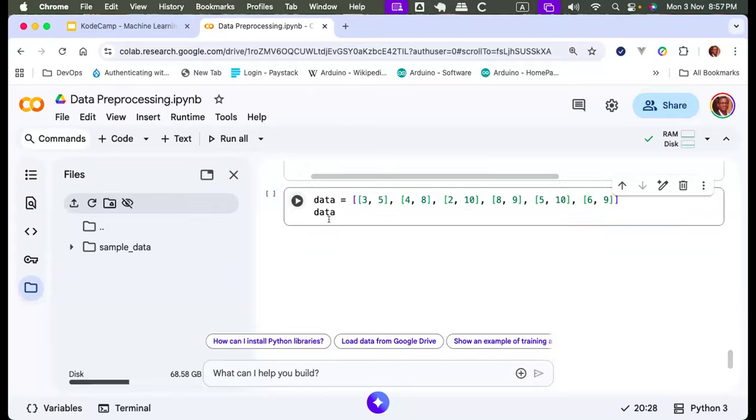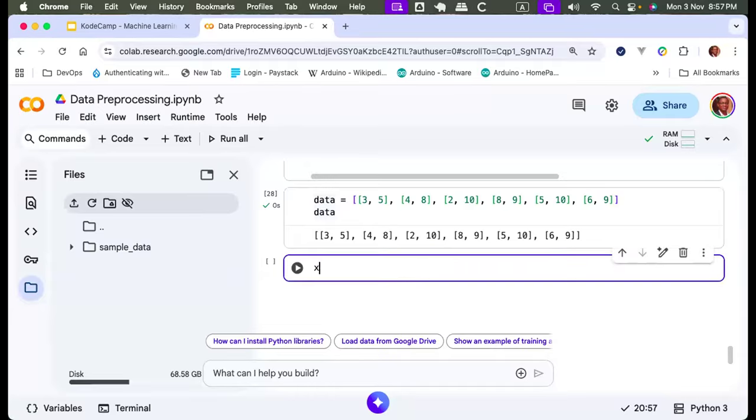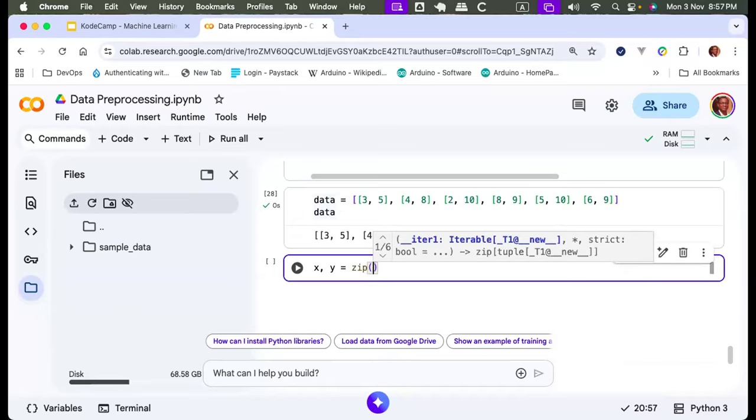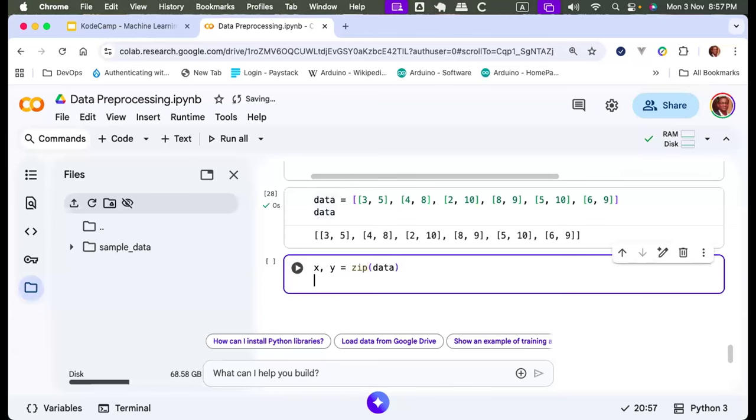The data that you have is in pairs of X and Y. Now, if I want to get the X values and the Y values, I can easily use what we call zip. So I'm going to do X, Y equals zip of the data. Let's see what X and Y look like.